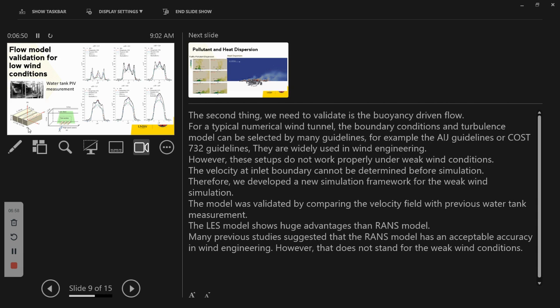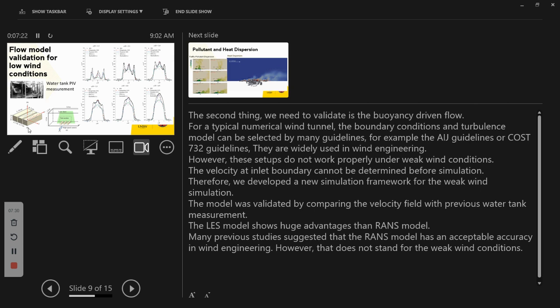The boundary conditions and the turbulent model can be selected by many guidelines, for example, the AIJ guidelines or COST 732 guidelines that are widely used in wind engineering. However, this setup does not work properly under weak wind conditions. The velocity at the inlet cannot be determined before simulation. So we developed a new simulation framework for the weak wind simulation.